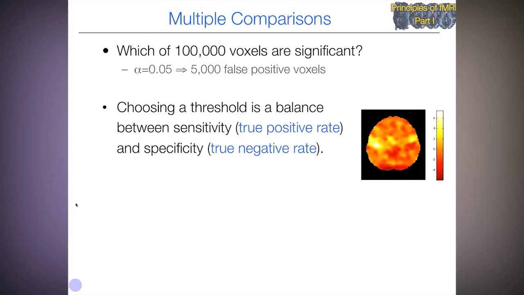So again, which of these 100,000 voxels are significant in this statistical map? Well, we've performed 100,000 different hypothesis tests, and if we were to just assume that they were all independent and we could control at the 0.05 level, then we'd actually get 5,000 false positive voxels, because once out of every 20 times we would make a mistake. So these could be entire regions of the brain that are deemed active even though they shouldn't have been, and this can be a very serious problem.